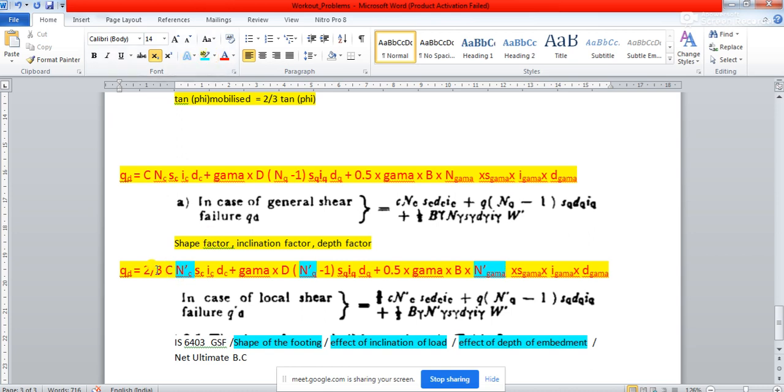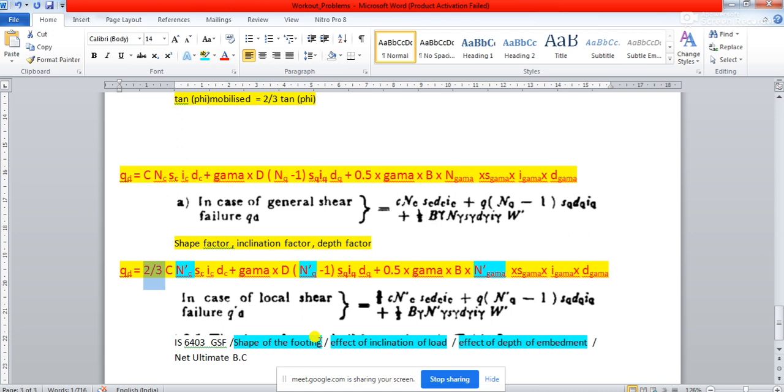Your C value is going to become 2/3 of C. However, your shape factor, inclination factor, DC, depth factors all will remain same. The effect of water table will also remain same in case of the local shear failure criteria also.